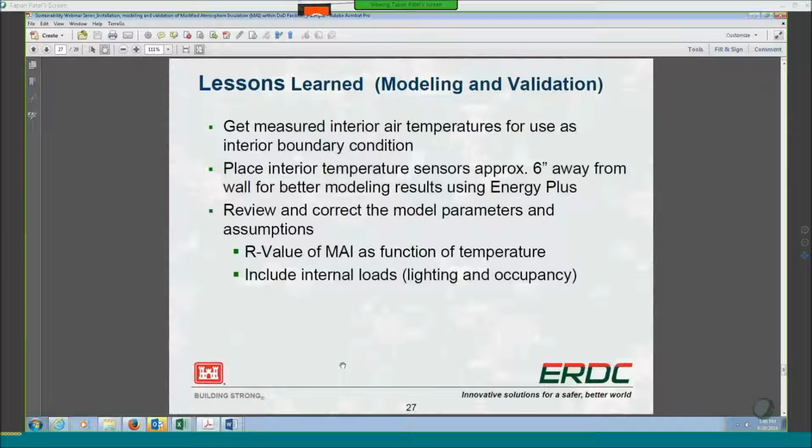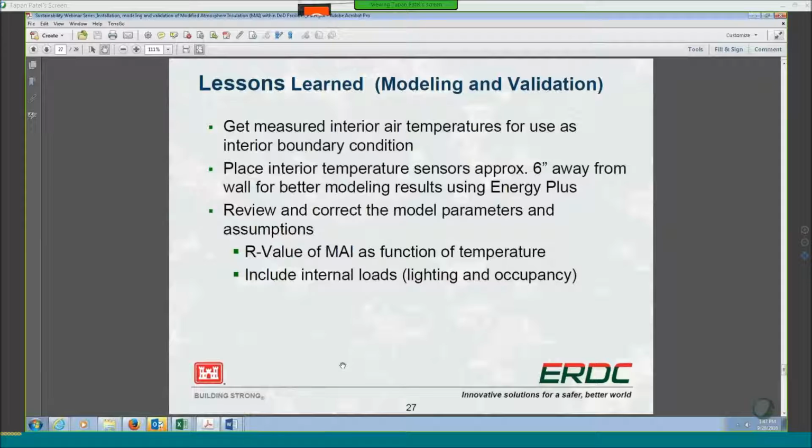So in our modeling and validation, what we found is that it's very important to get the air temperatures on the interior. Without that, it makes it difficult to make a model. One way to fix that, if you don't have interior sensors but you do have wall sensors, is to place the wall sensors about 6 inches away from the wall, and that collects the room temperature pretty well.